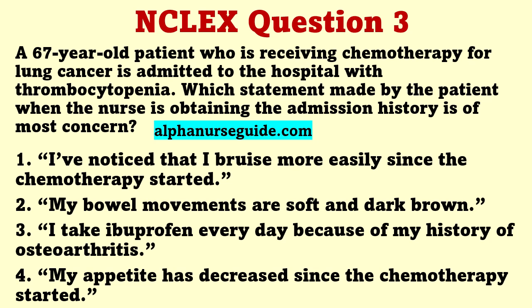A 67-year-old patient who is receiving chemotherapy for lung cancer is admitted to the hospital with thrombocytopenia. Which statement made by the patient when the nurse is obtaining the admission history is of most concern? 1. I've noticed that I bruise more easily since the chemotherapy started. 2. My bowel movements are soft and dark brown. 3. I take ibuprofen every day because of my history of osteoarthritis. 4. My appetite has decreased since the chemotherapy started.